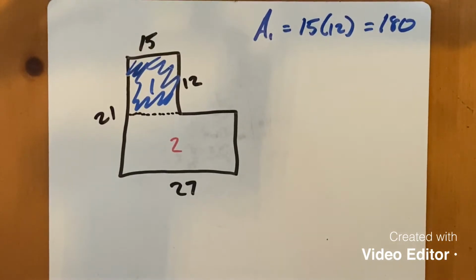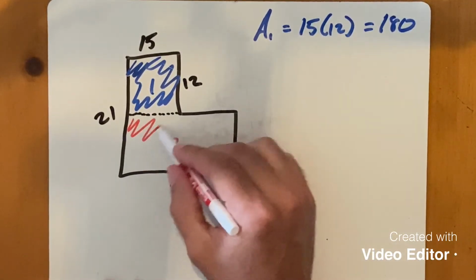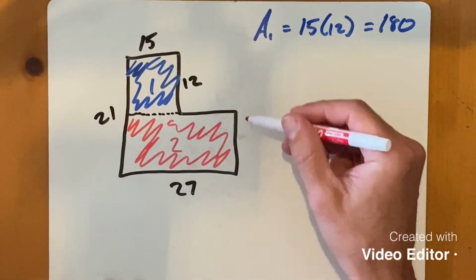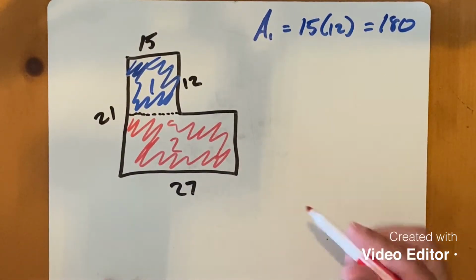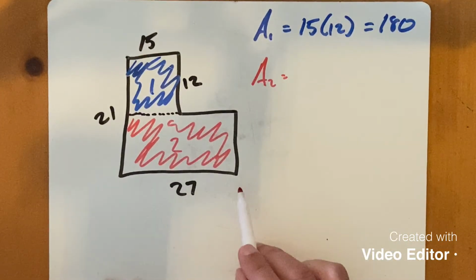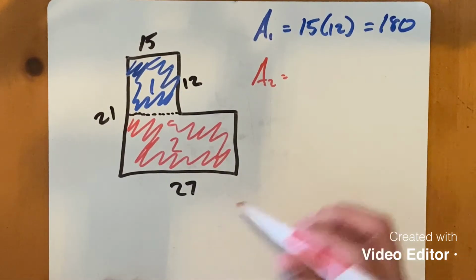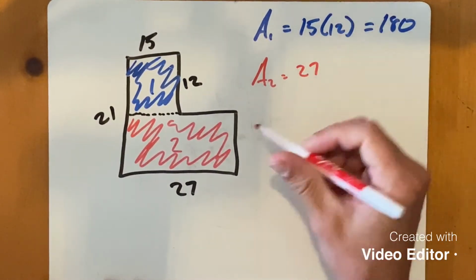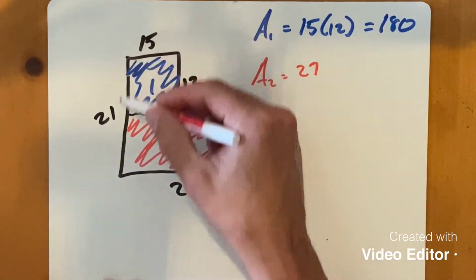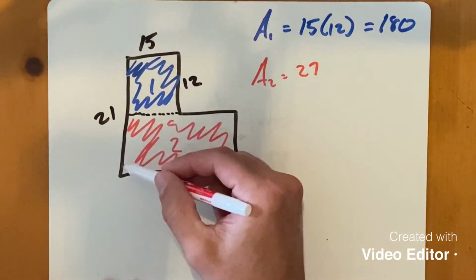Then we're going to do the red rectangle. We want to figure out the area of this whole rectangle here, but we need the dimensions, length and width, as well. So we'll call that area 2. They give us the width, which is 27. But I also need to know this side here, and they only give me this far side, where this whole thing is 21.